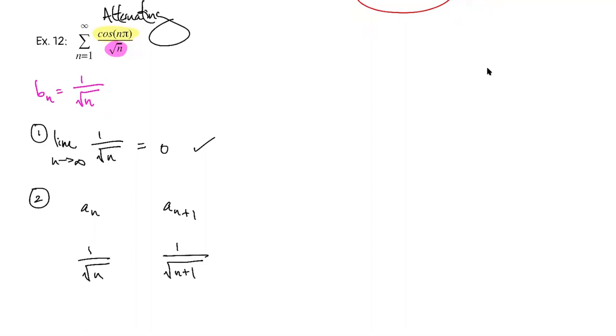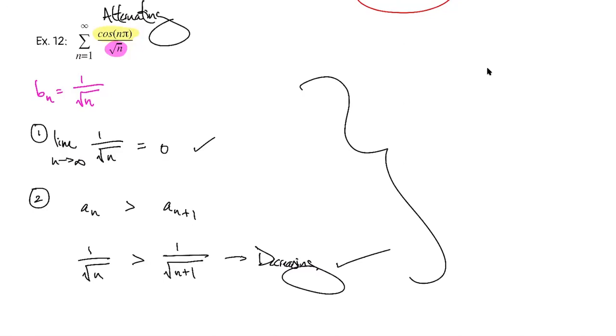Okay. So which one is bigger? A sub n. Yeah, the one on the left is bigger. That means that we've got a decreasing function or series. So altogether, this one converges.